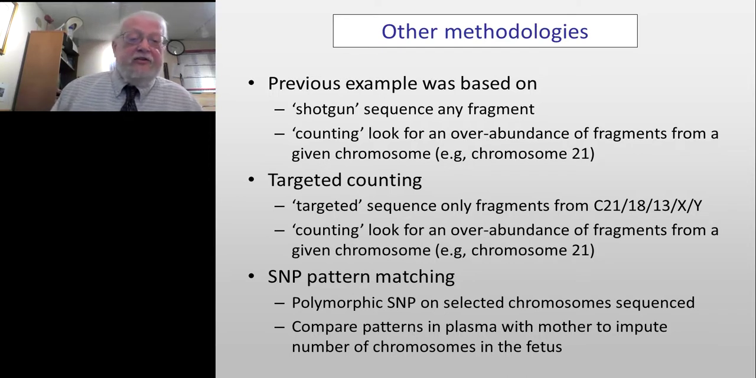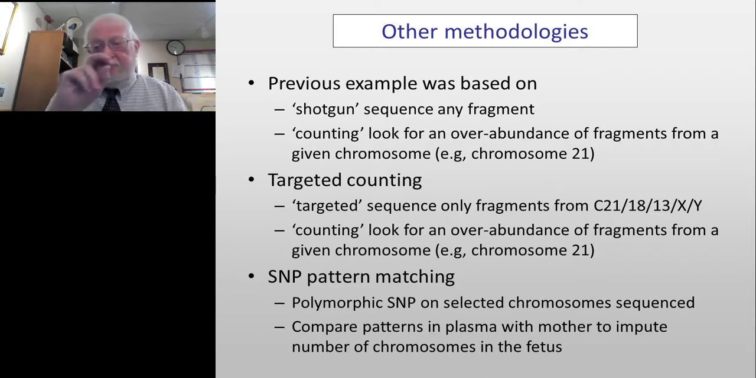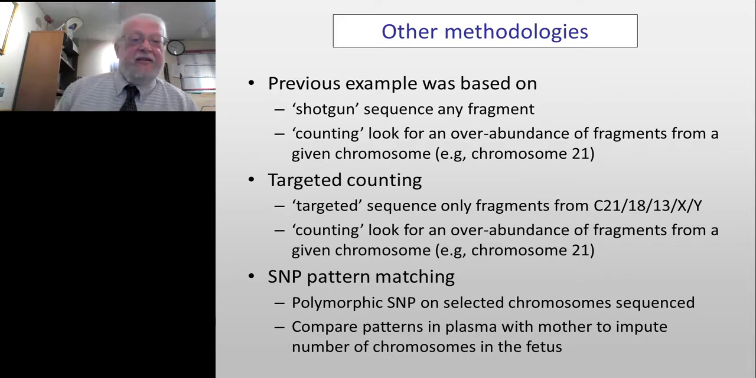So it selects SNPs spread across chromosomes 21, 18, 13, X and Y, or whatever else you want. And then rather than counting, it's looking at patterns. It gets a bit complex, but it's more pattern matching than it is counting. I think I'll just leave it there. But there are other methodologies. They all work. The information is there in the cell-free DNA. All you have to do is figure out clever ways of testing for it.